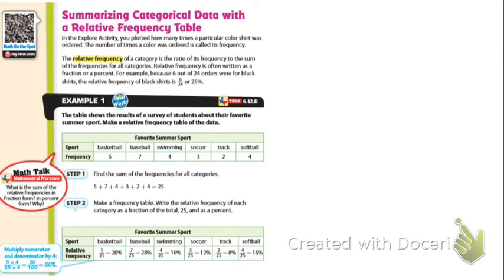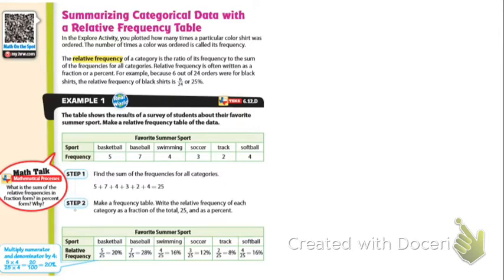And softball by 4. So first of all, step 1, we have to find the sum of the frequencies for all categories, which means how many total students were asked. In this case, if you add the 5 that chose basketball, the 7 that chose baseball, 4 that chose swimming, and so forth, there was a total of 25 students that were surveyed or asked.